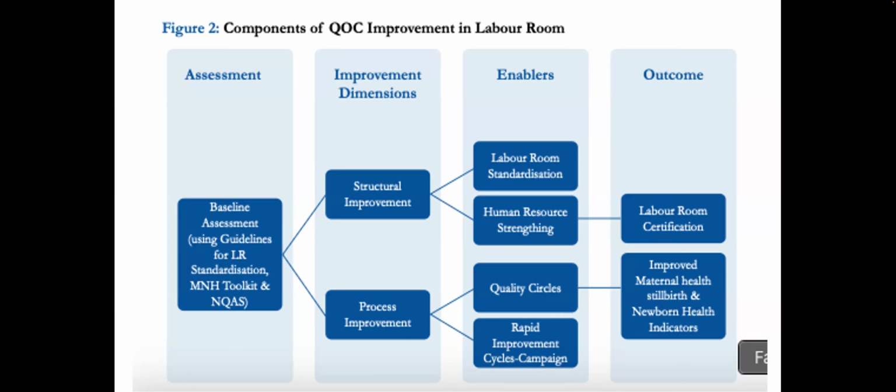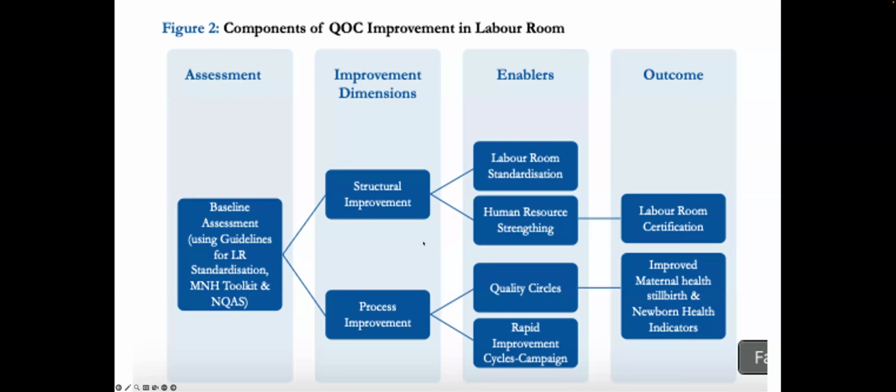As far as the structure is concerned, which we call the inputs, we look at labor room standardization, human resource setting, and labor room certification. And the processes are the quality circles, the rapid improvement cycles, and improvement in maternal, stillbirth, and newborn health indicators. So these are mainly the hospital-related issues.